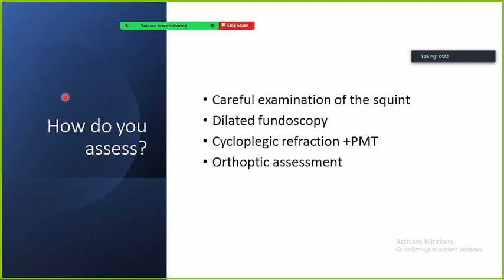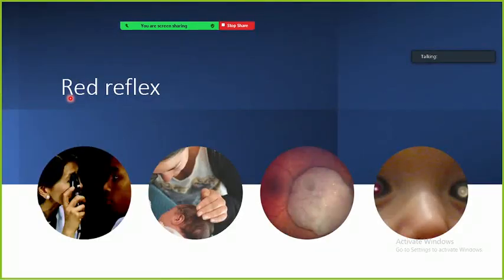So it might be associated with fractures or other pathology where the nerves and the muscles are involved, or it just can be a squint of normal origin. So it's important to examine the eye, do a fundus examination, check for refraction to check whether the child needs glasses, and do an orthoptic assessment, which is the squint assessment specifically.